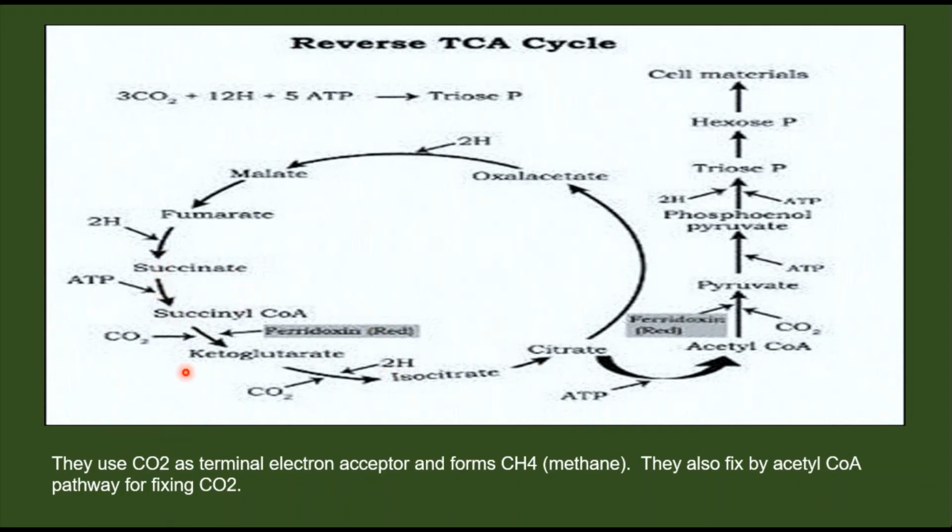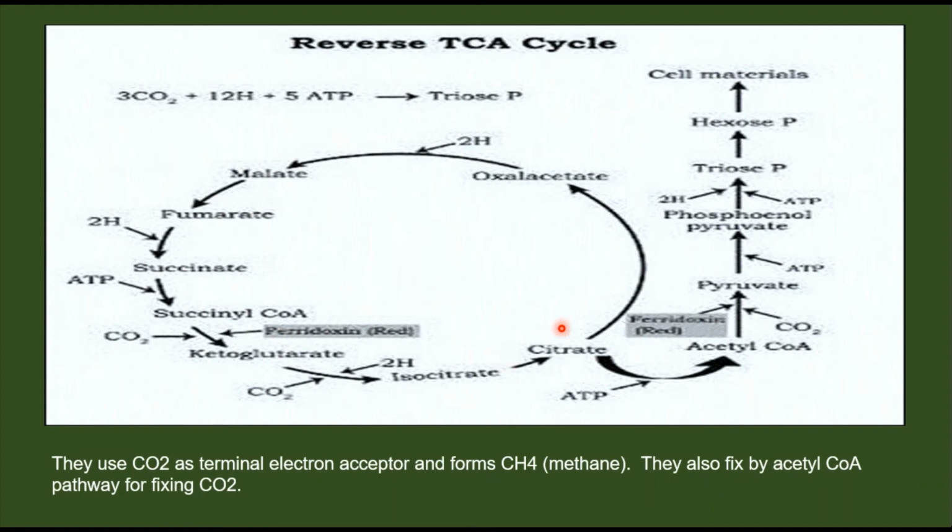During the reverse of the TCA cycle, you can see the fixation of carbon dioxide molecules. That means each turn of this reverse TCA cycle incorporates three molecules of carbon dioxide, and pyruvate is the product. All the reactions of the cycle are catalyzed by the enzymes of the normal TCA cycle. Whatever enzymes are involved in the normal TCA cycle are the same enzymes involved in the reverse TCA cycle. The only thing is they are working in the reverse manner.